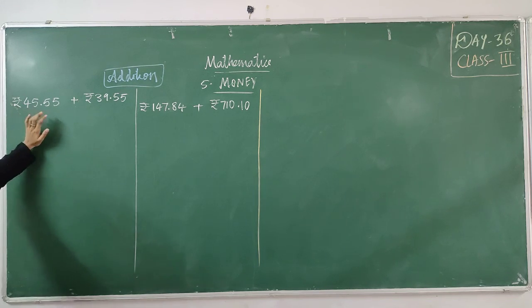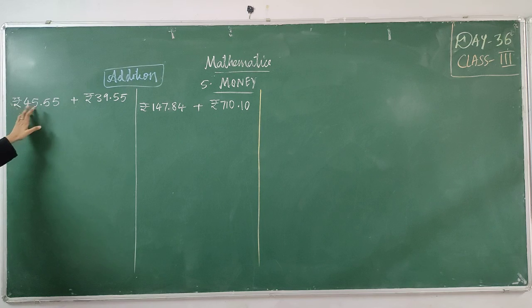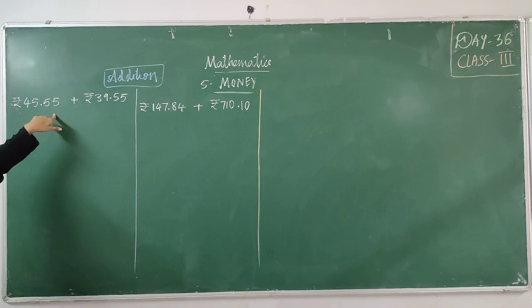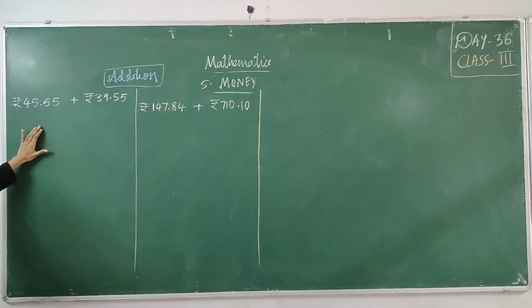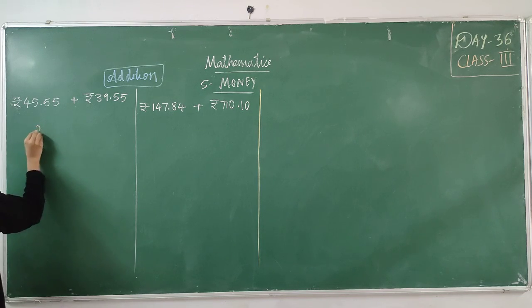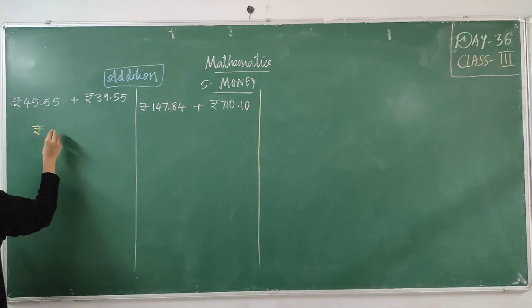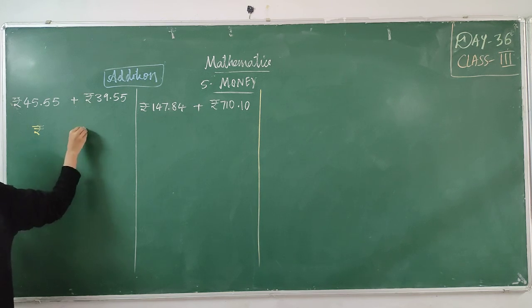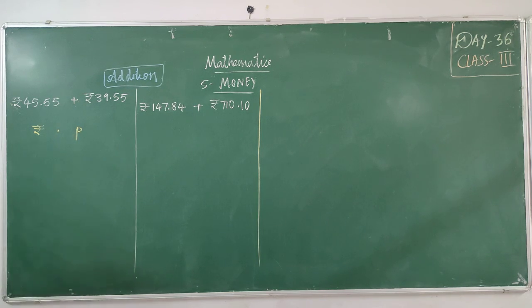As here we have two different values. The value before the point is rupees and the value after the point is paisa. So while adding and subtracting also you will make two different columns, for rupees and for paisa. Better to use color pencils. We used to write ones, tens, hundreds, but here we are going to write rupees and paisa. Put a dot. P will be small. Under the rupees column you will write all the amounts that are for rupees, and under the paisa column you will write all the amounts that are for paisa.